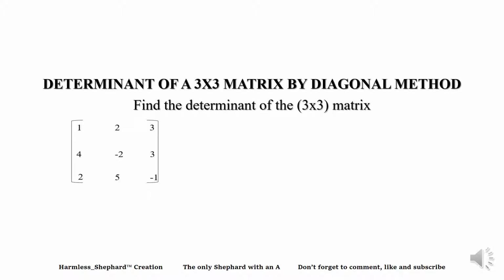We are given a 3 by 3 matrix. To find the determinant, we have 1, 4, 2 in the first column, 2, minus 2, 5 in the second column, and 3, 3, minus 1 in the third column. So what we'll do is we'll now duplicate the first column and the second column. We'll have something like this.